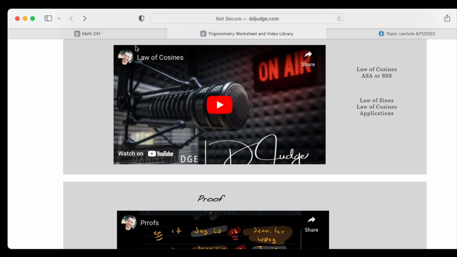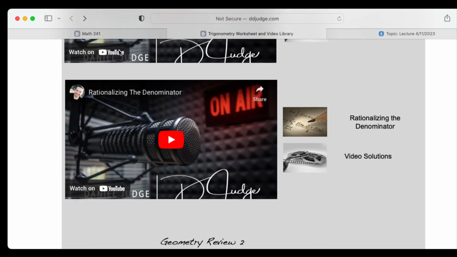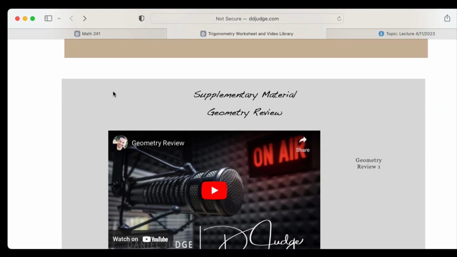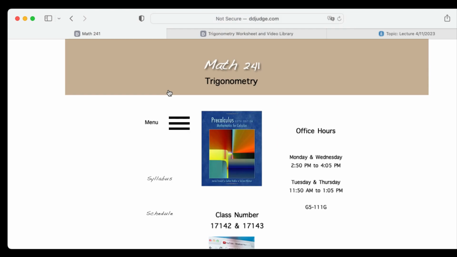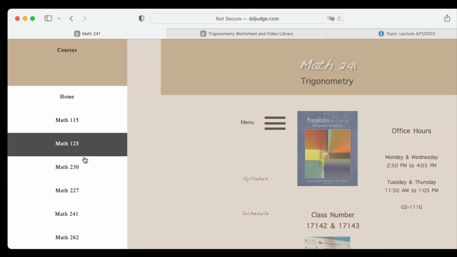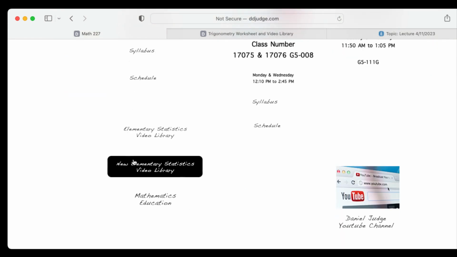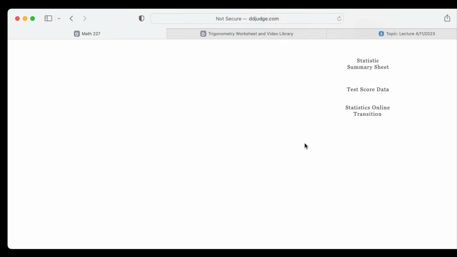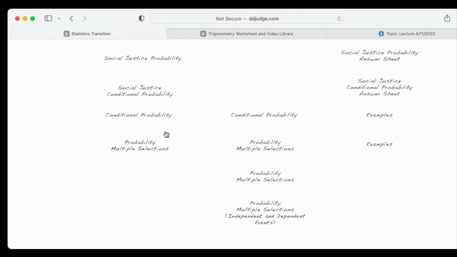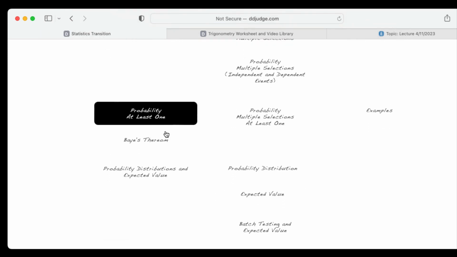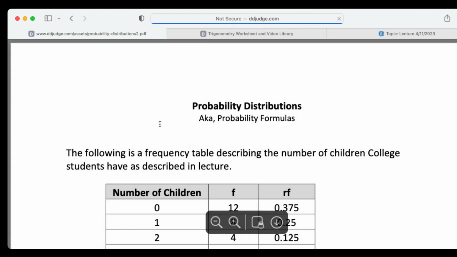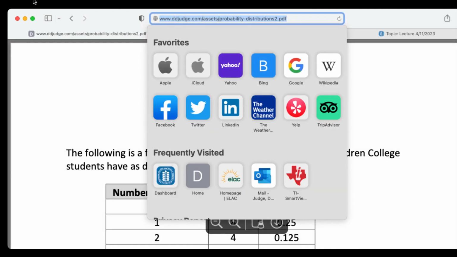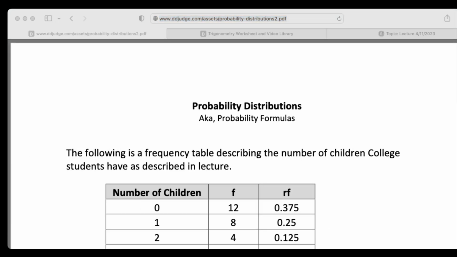So here's what I want to do for you guys. I guess you guys are here in Math 227. So there were some things that I wanted to get back to, if you guys remember. We talked about probability distributions. You guys remember that? This is under the worksheet of probability distributions and expected value. So I'm going to put the link here.